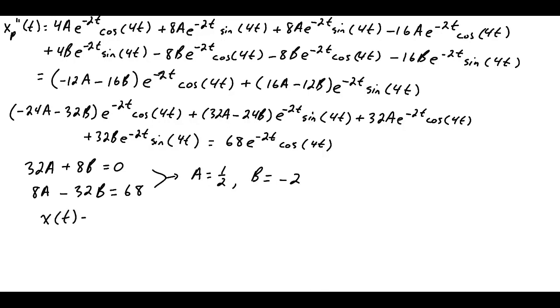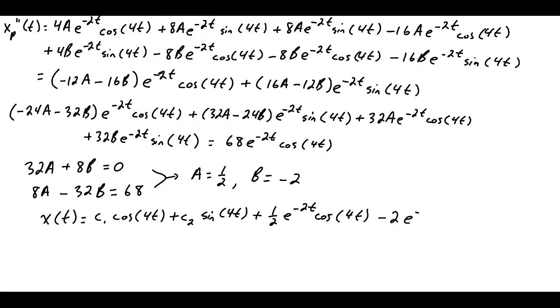x of t equals c sub 1 times cosine of 4t, plus c sub 2 times sine of 4t, plus 1/2 times e to the -2t cosine of 4t, minus 2 times e to the -2t sine of 4t.